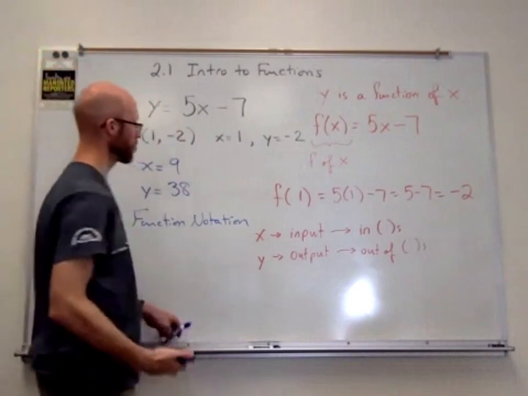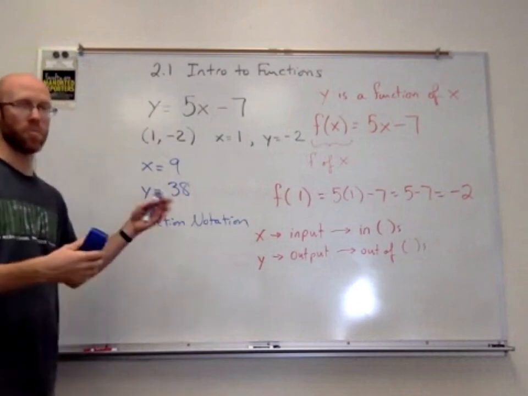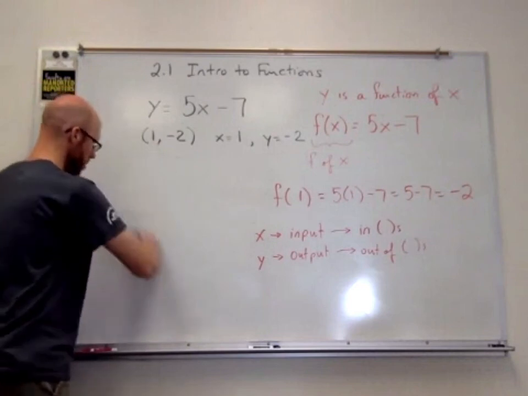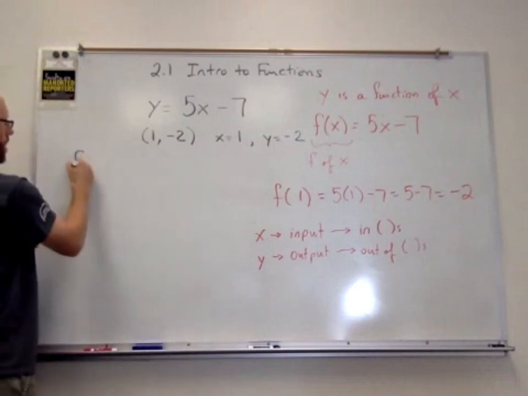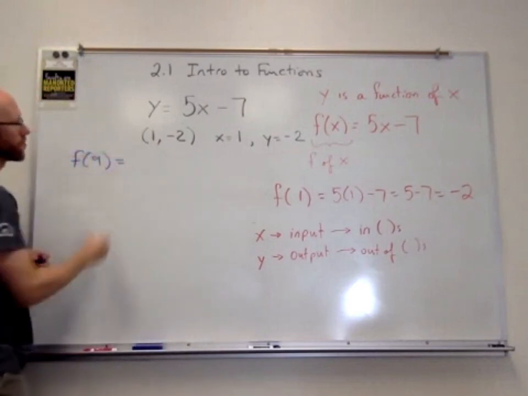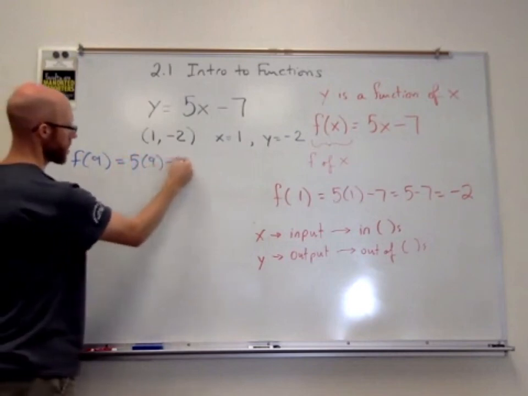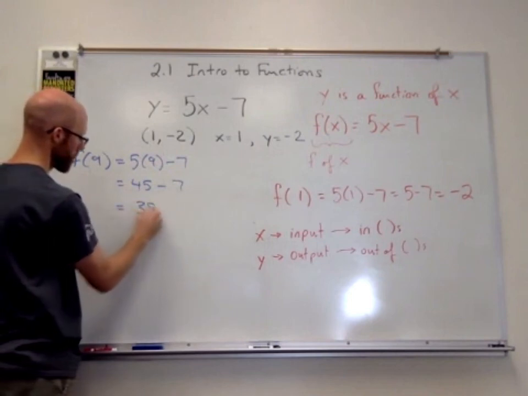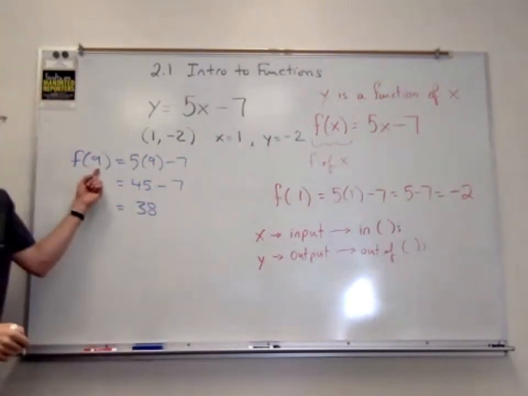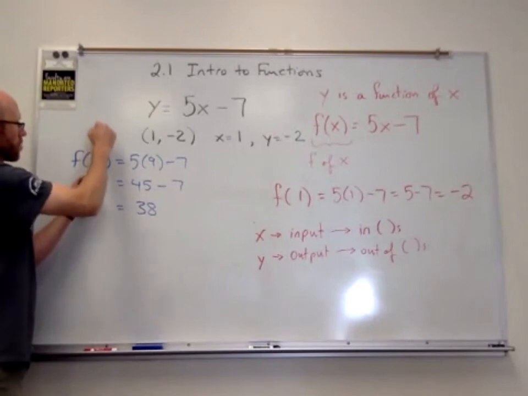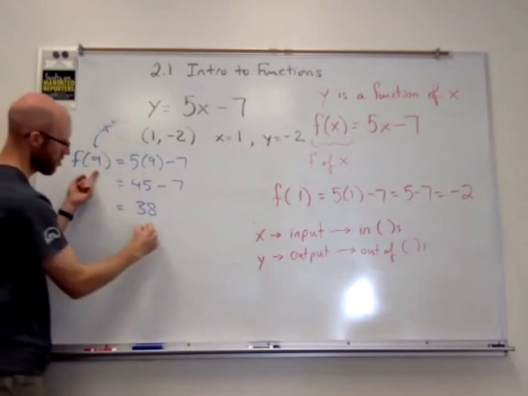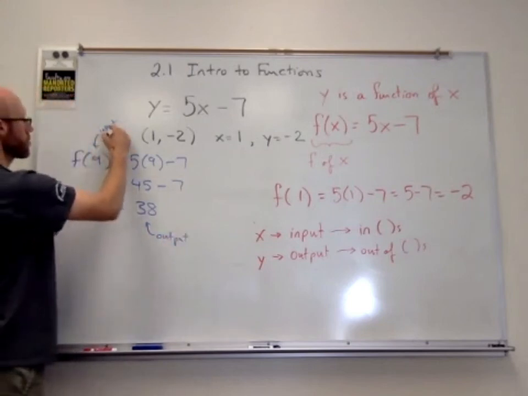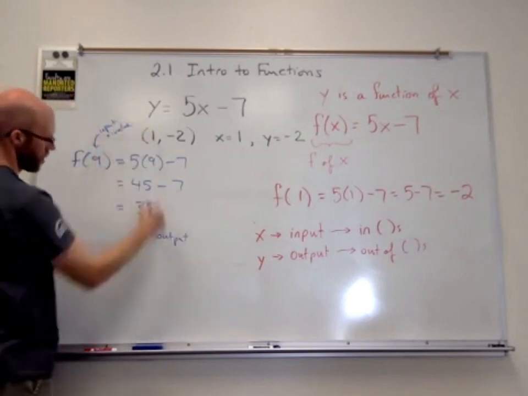But we could do this with any combination. So if I did the 9, 38 combination, I would say f of 9 equals 5 times 9 minus 7, which is 45 minus 7, which is 38. So again, the 9 represents your input. The 38 represents the output. So that's your x value, and this is your y value.